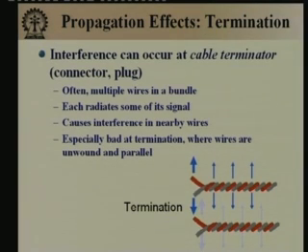So, whenever we are putting some wired kind of network infrastructure, we have to be very careful about the termination, because that is where a lot of noise can come in. So, often there will be multiple wires in a bundle, each radiates some of its signal, causes interference in nearby wires, and this is especially bad at terminations where wires are unwound and are parallel. Okay. So, this is a special case.